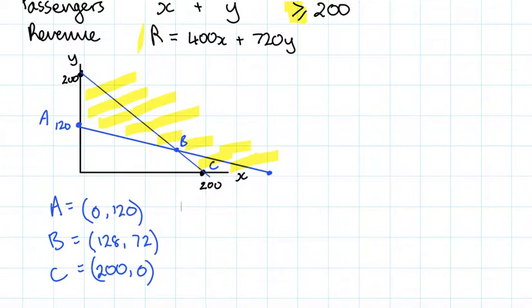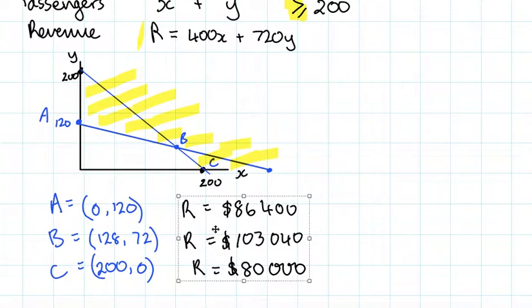So here are my points, A, 0, 120. When I put 0, 120 into this revenue equation up here, I get the following. And I repeat the same for the 128, 72, and the 200. So I can see my maximum revenue is $103,040. Then you need to write that solution out in a paragraph.